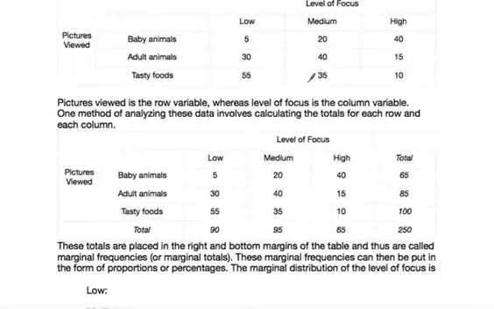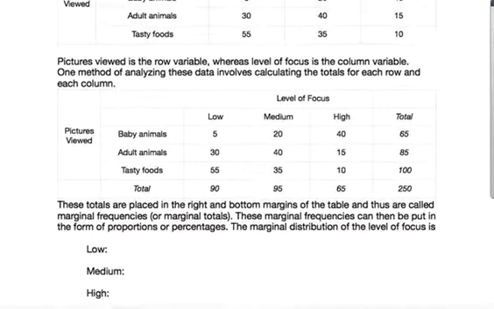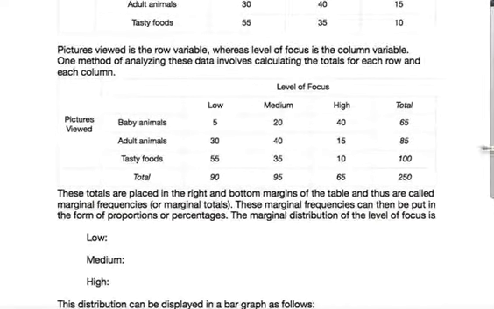One method of analyzing these data involves calculating the totals for each row and each column, which is what you see below. So now we have the same exact table, but this time we've added an extra column that gives you each of the row totals. So there were 65 total people who viewed baby animals, there were 85 total people who viewed adult animals, and there were 100 people who viewed tasty foods. Altogether, there were 250 people that participated in this particular study.